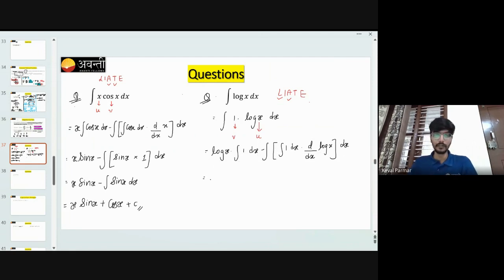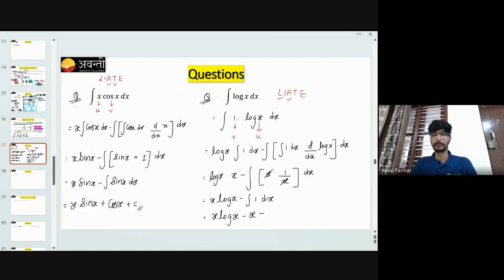So that will be log x into integration of 1, which is x, minus integration of x into derivative of log x dx. Here x and x will get cancelled. If I rearrange this, I will get x log x minus integration of 1 dx. What is integration of 1? It is x log x minus x plus c. This is my answer. Simple. We just need to figure out u and v and then we can easily get the answer. Got it?